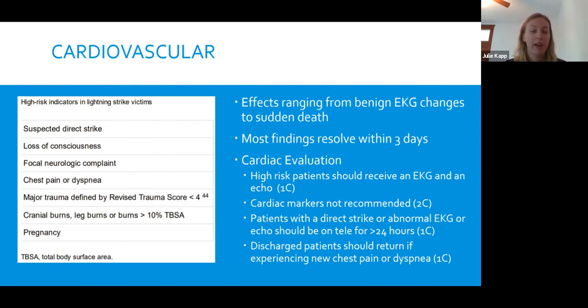Patients with a direct strike or abnormal EKG or an abnormal echo, it's advised that they should be on telemetry for at least 24 hours. And discharged patients should return if experiencing new chest pain or dyspnea. So it's important to educate patients on that because there could be some delayed injuries that I talked about, like pericarditis or cardiomyopathy.